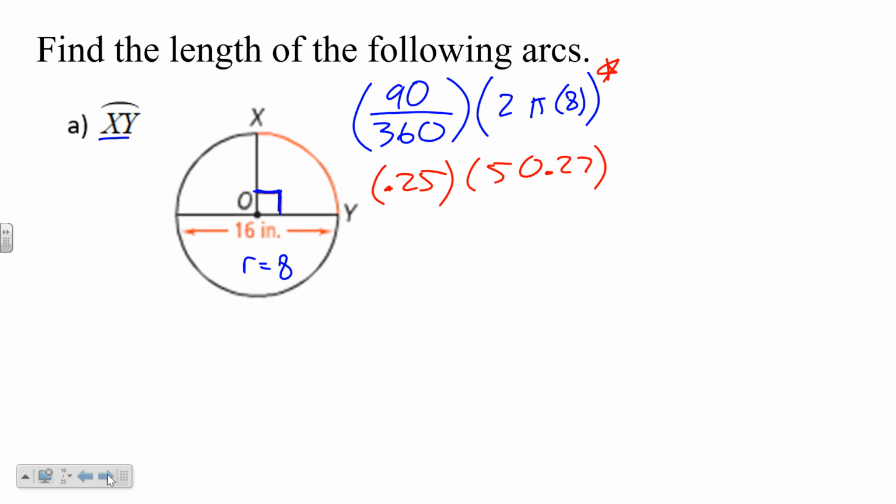0.25 times 50.27 ends up being 12.57. So again, this 0.25 means this arc is 25% of the whole circle. And then we multiplied it by the whole circumference, which was 50.27. So we took 25% of the 50.27.